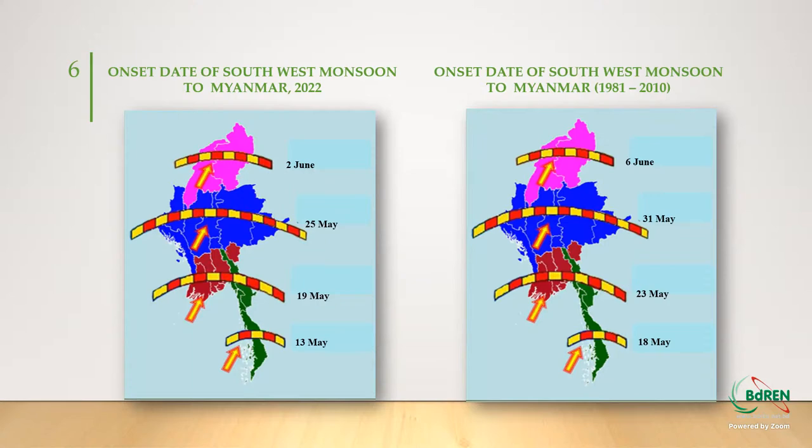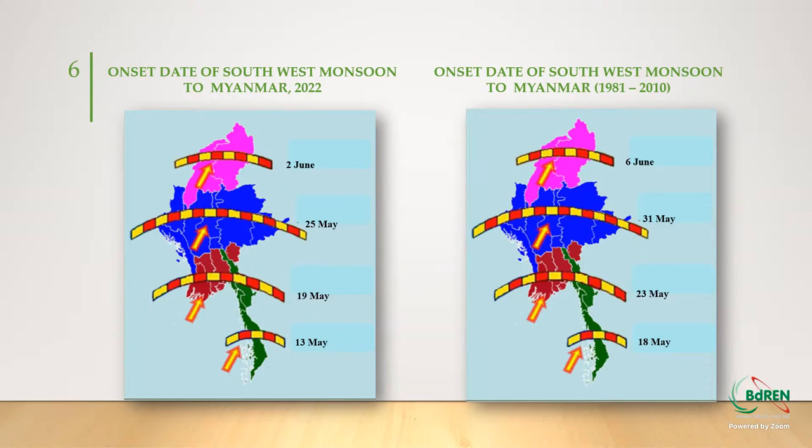In this year, the southwest monsoon started in southern Myanmar on the 30th May, in the delta area on the 19th May, in central Myanmar on the 25th May, and in the whole of Myanmar on the 2nd June. When we compare with the 30-year normal for the whole of Myanmar, the onset is 40 days earlier than the normal.